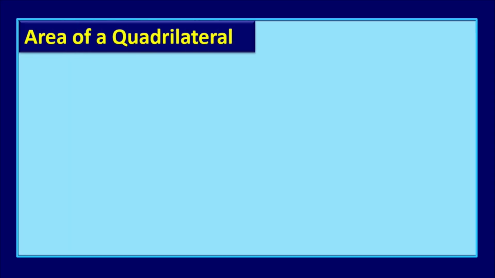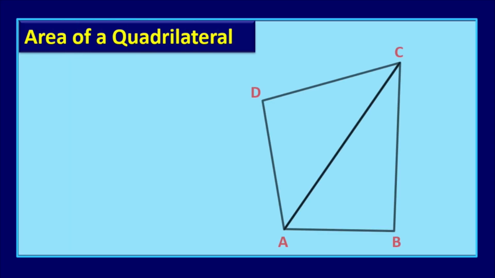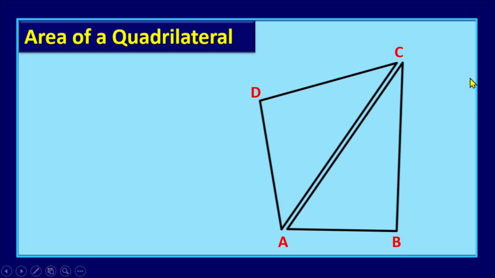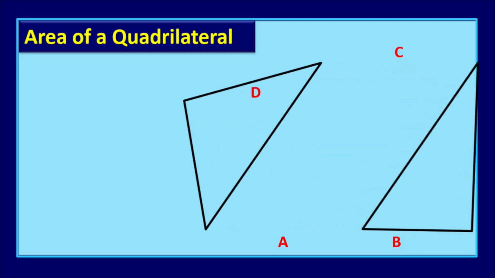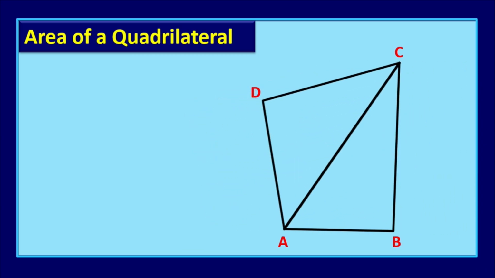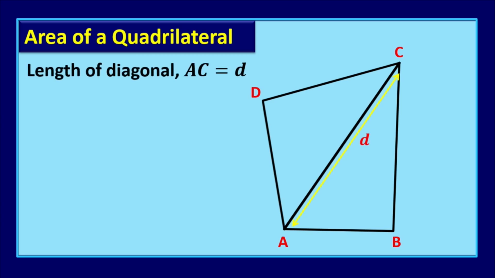Now let us learn about the area of a quadrilateral, children. A quadrilateral is a simple closed figure with four sides, isn't it? It is a polygon with four sides. Now this diagonal AC divides it into two triangles. And notice, children, they are not congruent, they are simply two triangles. Got it? Now I'll mark the diagonal AC as D, and let us draw a perpendicular from B on diagonal AC. Let the length of this perpendicular, or altitude, be H1.